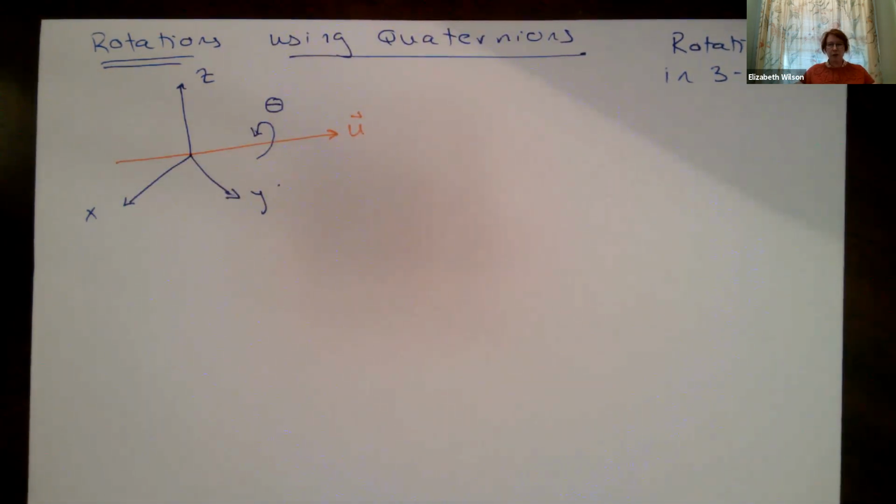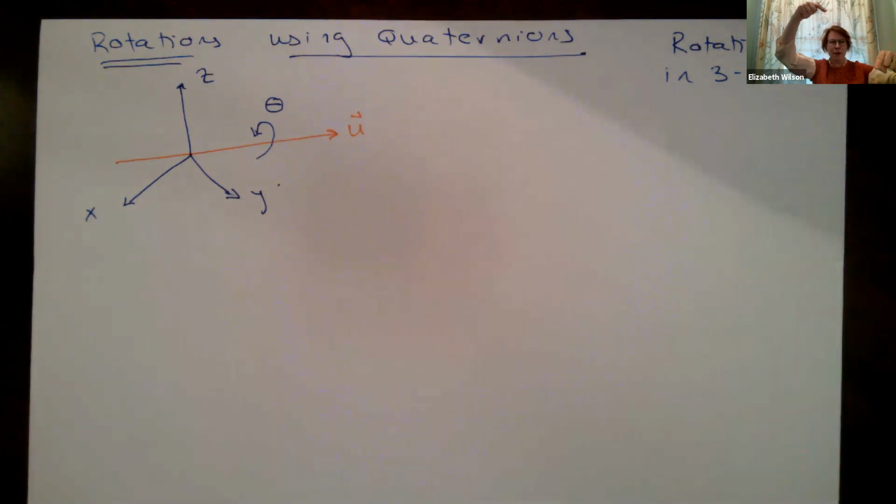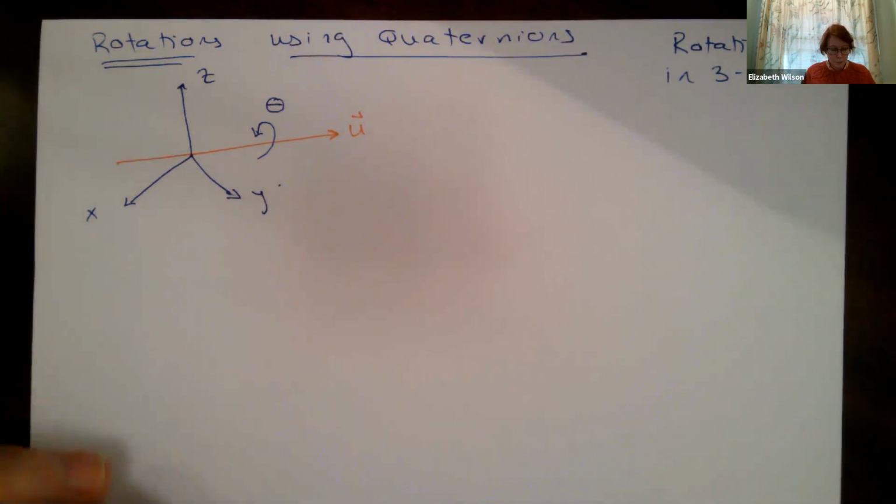Now, picture it in your mind, right? I've got Z, X, and Y. I've got this line going through, and I'm going to go around this line by some degree. I'm going to go 30 degrees or 180 degrees or whatever around this line. Okay, I'm rotating around this line.